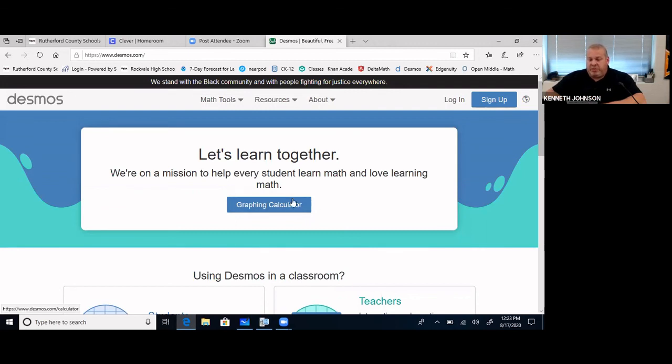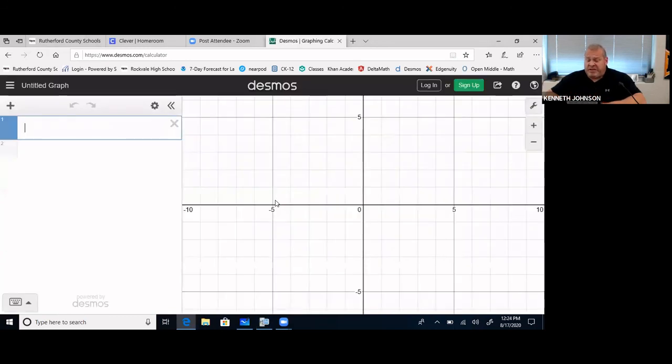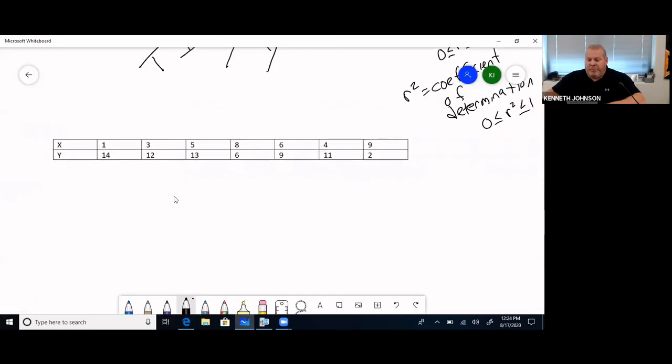I'm going to click, so I went to desmos.com. This is how it shows up. Don't have to sign in or anything, just hit graphing calculator. Now, if you wanted to save it, you'd have to sign in. Now, I want to put in my data. So I'm going to hit plus, and I want to create a table. And it says X values and Y values. So I'm going to go back to this.